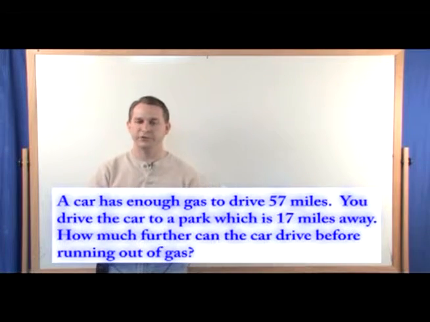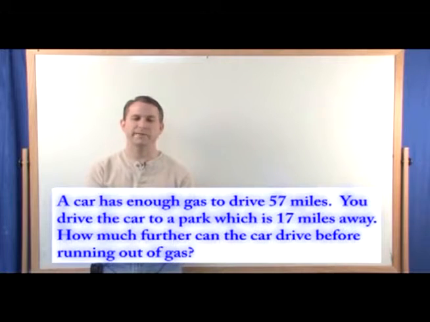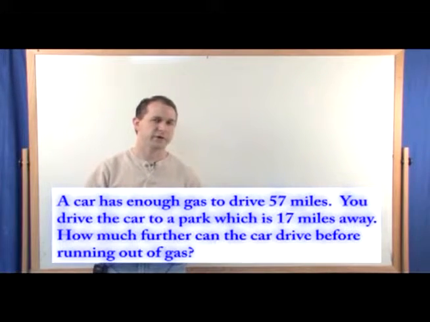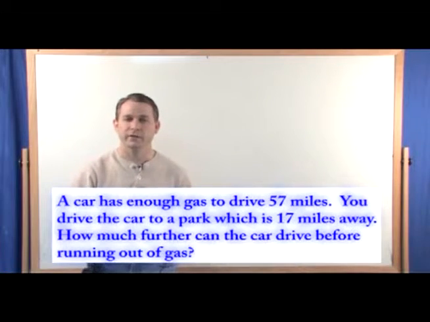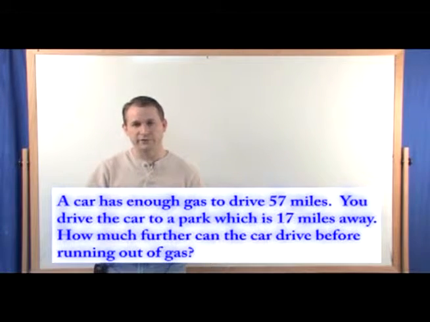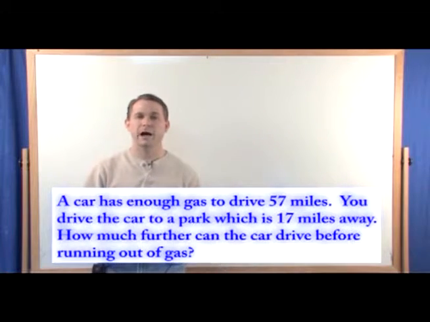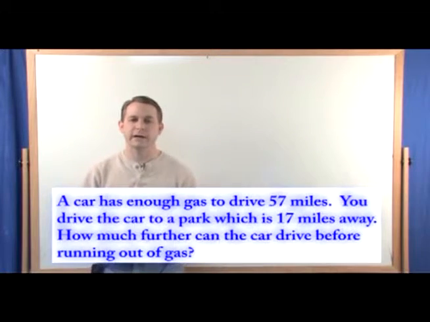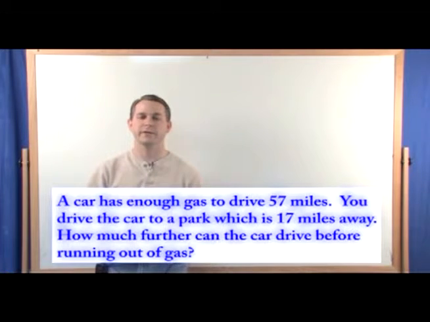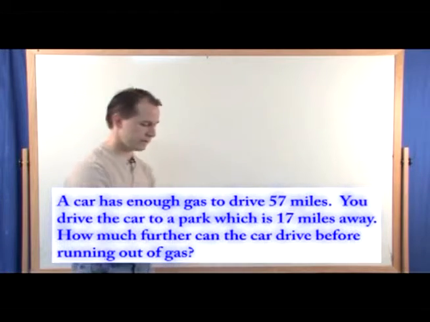Okay? So we're looking at two numbers. The car can drive 57 miles total before it runs out of gas, but you're not driving that far. You're only driving 17 miles. So you can still drive more because you've only gone 17 miles, but the car can go 57 miles. How much further can the car drive? So you have to subtract those two numbers to find out how much further the car can go.